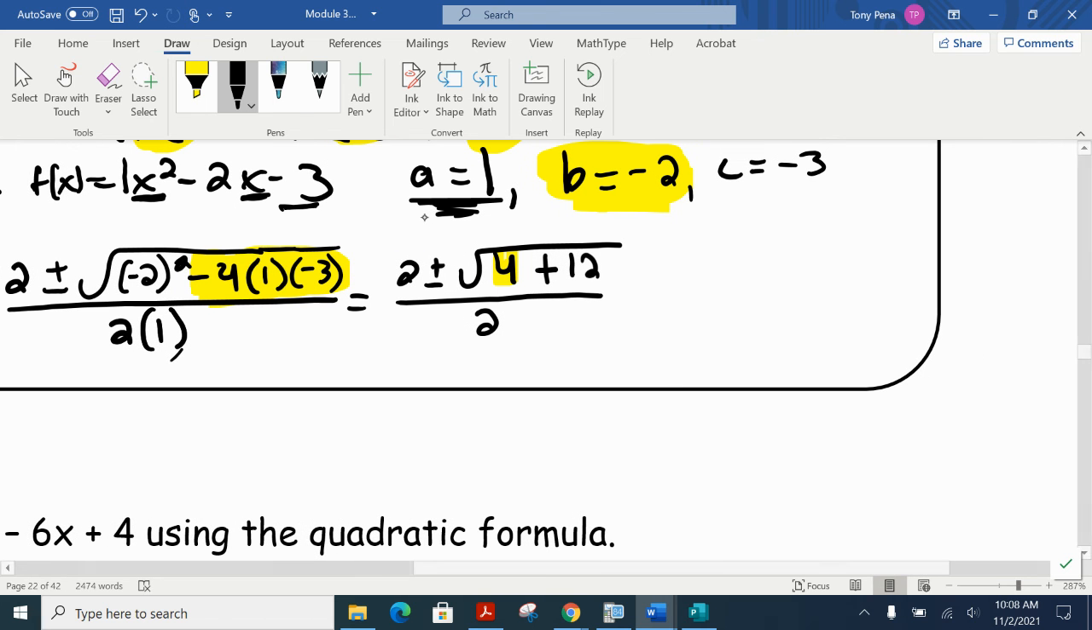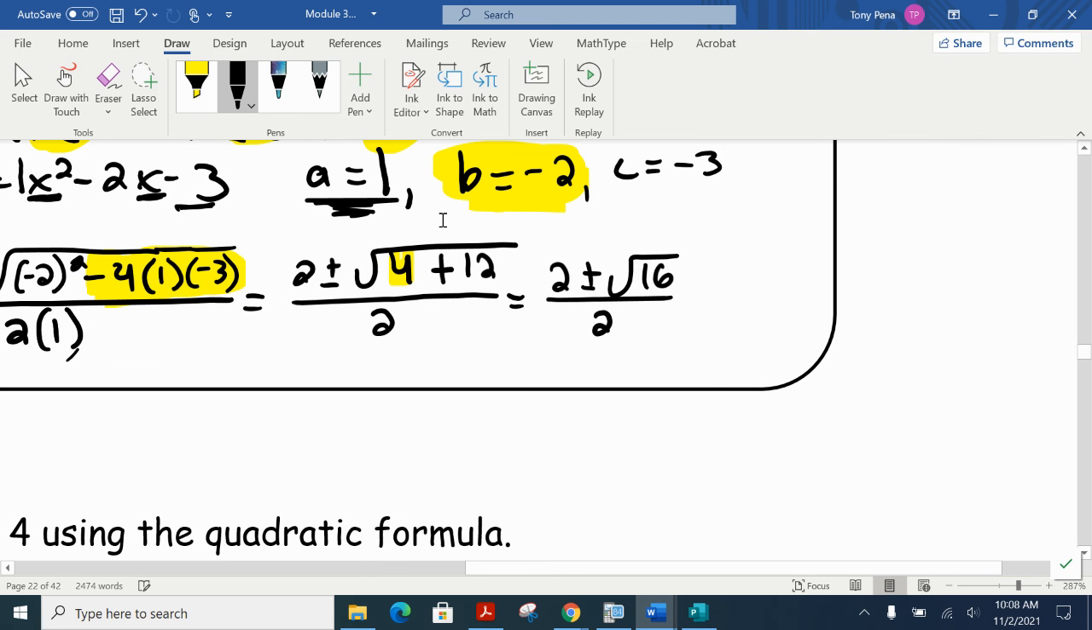All right, so it's a little cleaner now. Look underneath your radical. We can now go ahead and do 4 plus 12 and make that a 16. Then, Haley, what is the square root of 16 going to be? Good. So we're now going to write this as 2 plus or minus a 4 over 2.